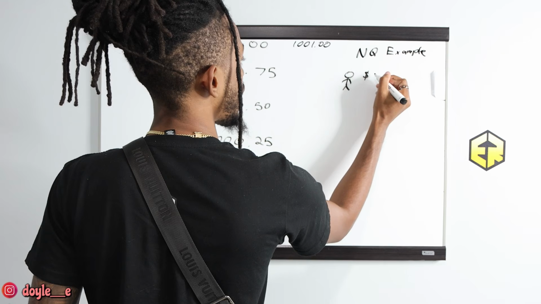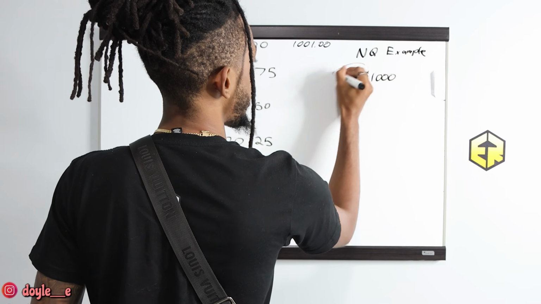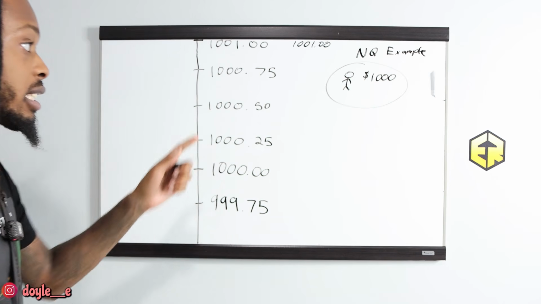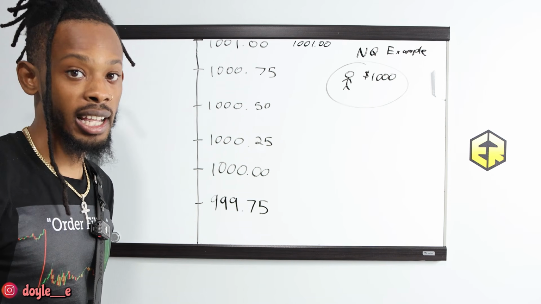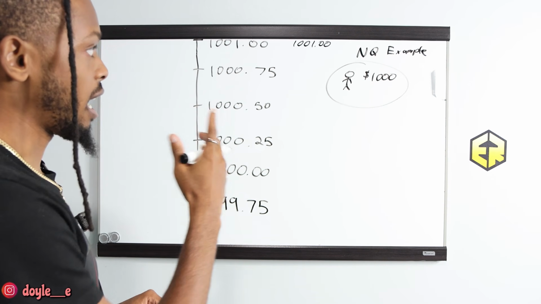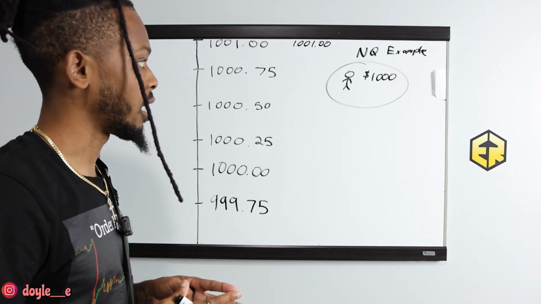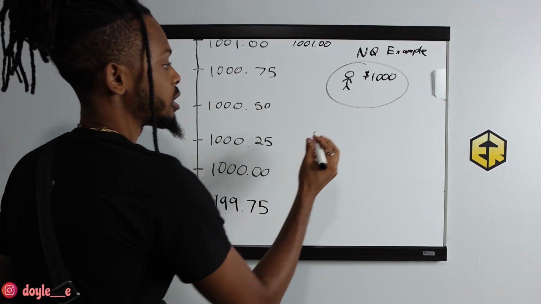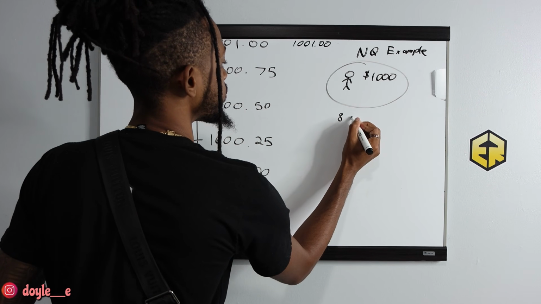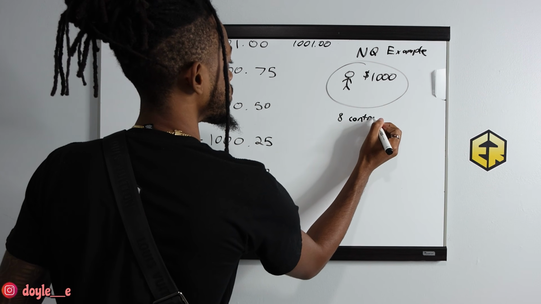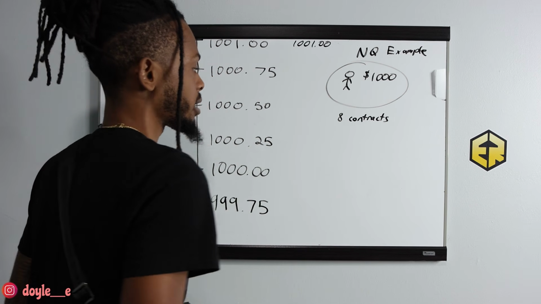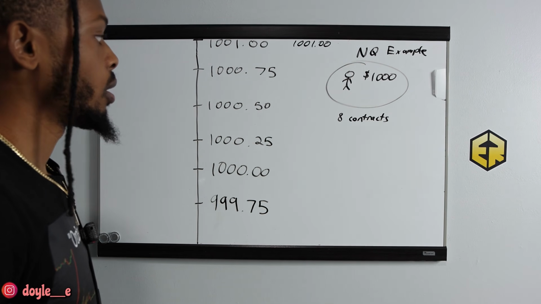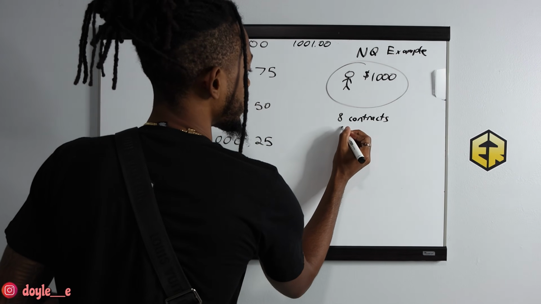She's got $1,000 in her trading account. She's ready to go, okay? She's ready to make some money in the futures market. She sees a supply setup. She's ready to sell. Now, she's got $1,000 in her trading account, and she wants to use 8 contracts. 8 contracts on a supply setup with a 5-point stop loss.